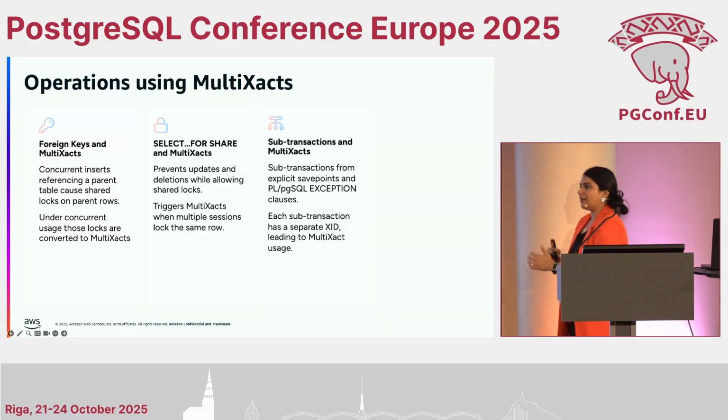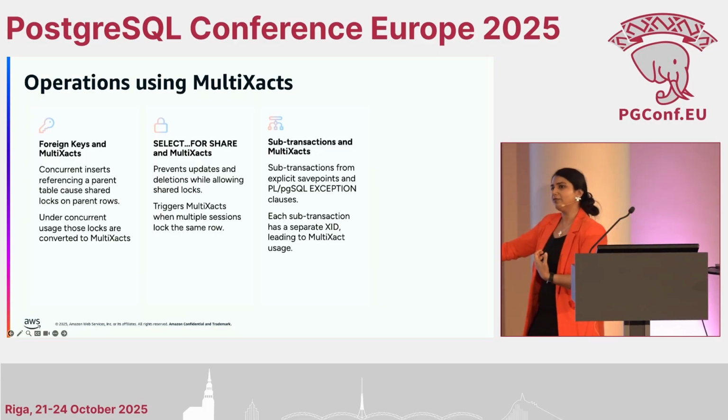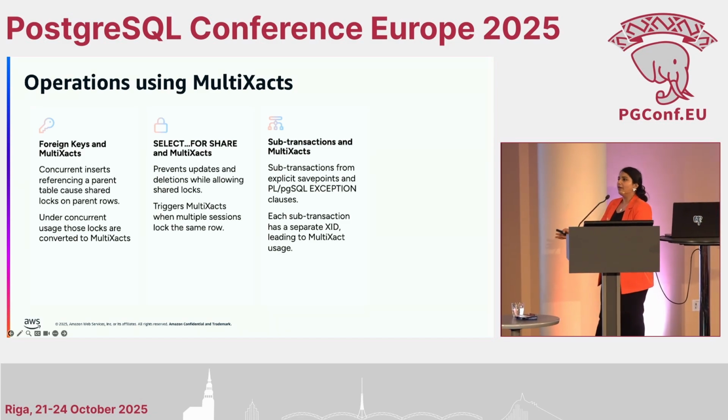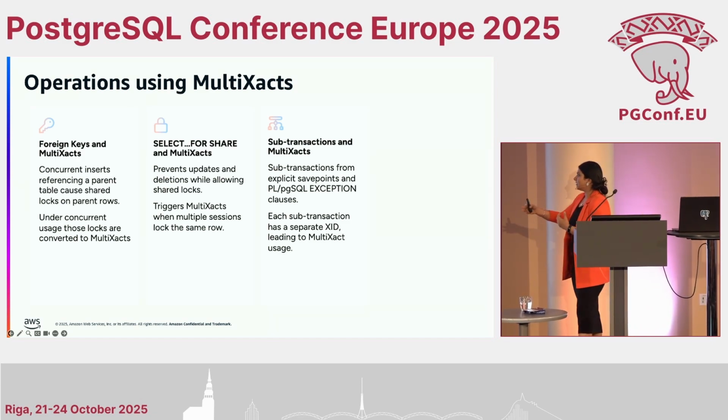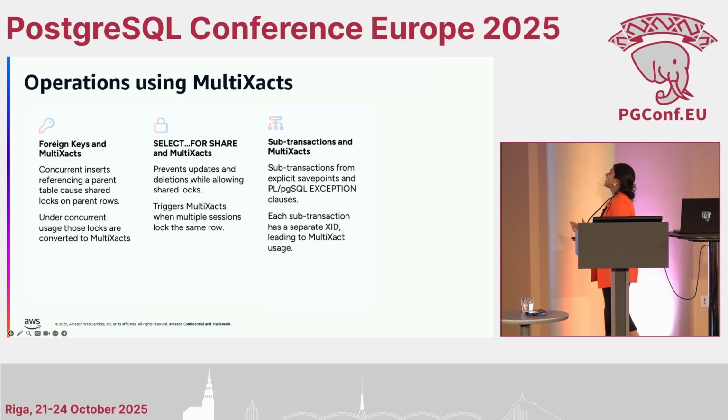Sub-transactions, because you can have multiple transactions within a transaction, or by using save points, which creates explicit save points, will also create multi-exacts.